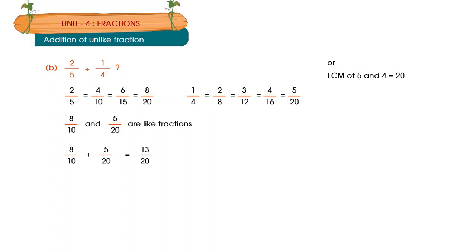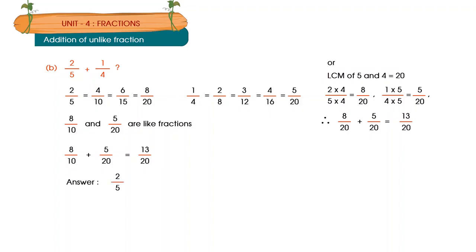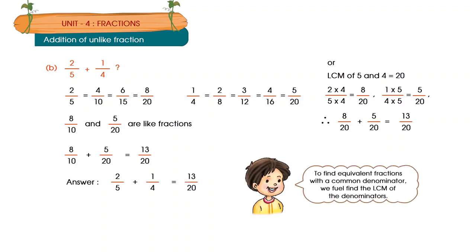Or, LCM of 5 and 4 is equal to 20. 2 into 4 by 5 into 4 is equal to 8/20. 1 into 5 by 4 into 5 is equal to 5/20. Therefore, 8/20 plus 5/20 is equal to 13/20. Answer: 2/5 plus 1/4 is equal to 13/20. To find equivalent fractions with a common denominator, we first find the LCM of the denominators.